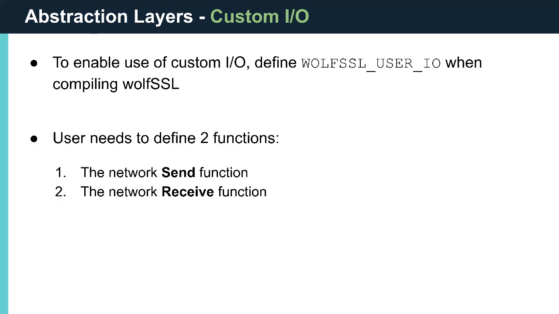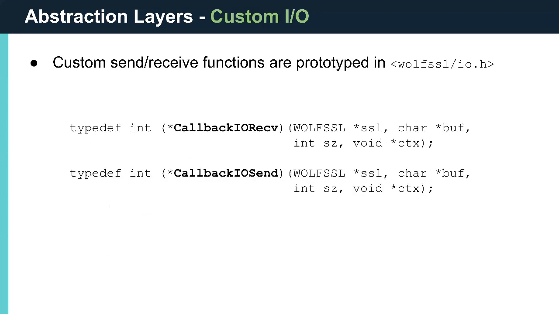To use this, you'll want to compile wolfSSL with WOLFSSL_USER_IO defined. And then you need to essentially write or define two functions, the network send function and the network receive function. So these custom send and receive functions are prototyped in wolfSSL's, I think that's wolfio.h now. Here's the prototypes for each of those.